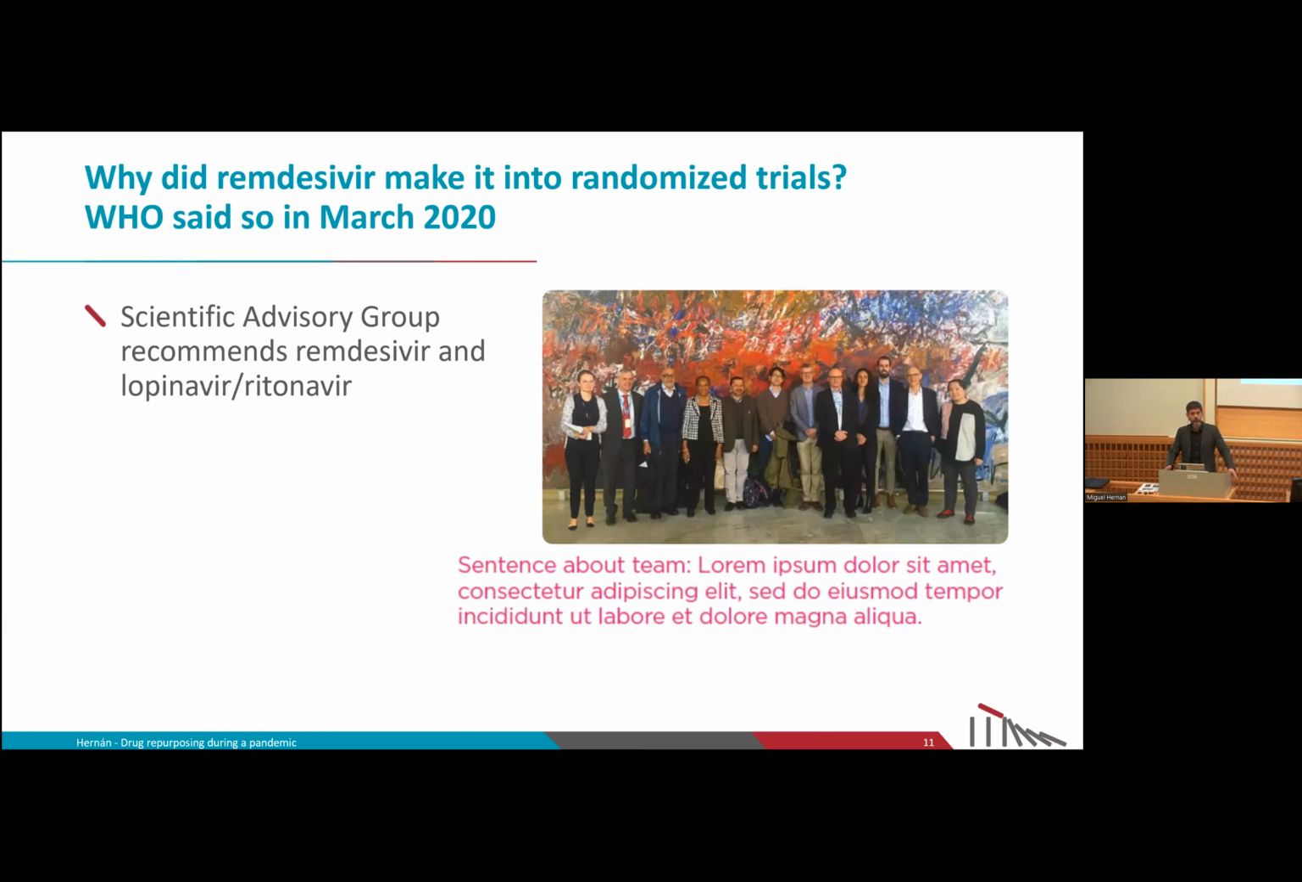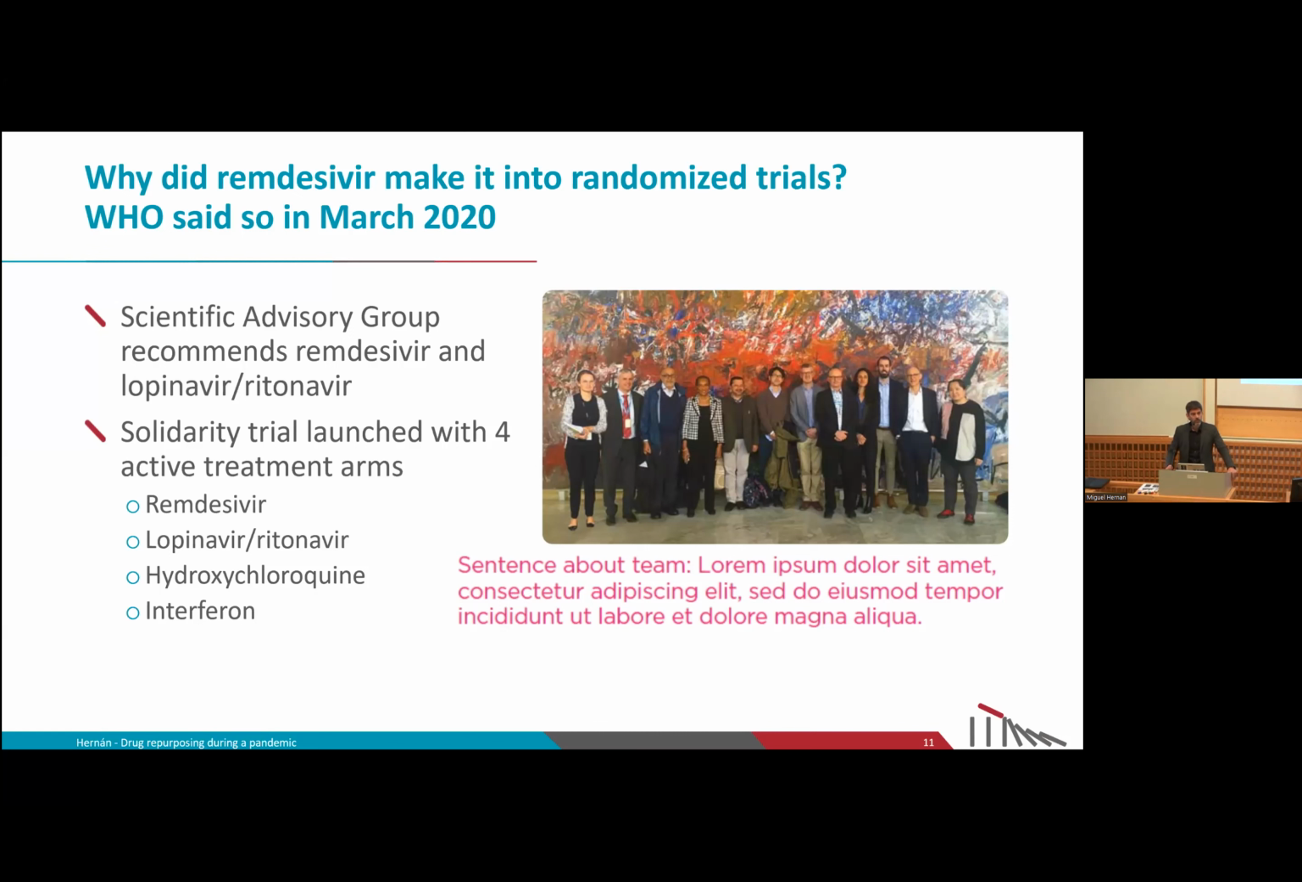I've been trying to find out who the people in the scientific advisory group were, but I cannot find it. That's what the picture says on the WHO website about the names of those people. So I'm sure that they were great experts, but I cannot credit them because they're not named in the report. But they made this recommendation.